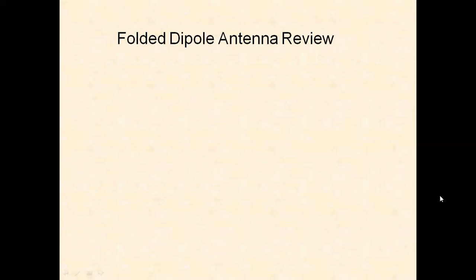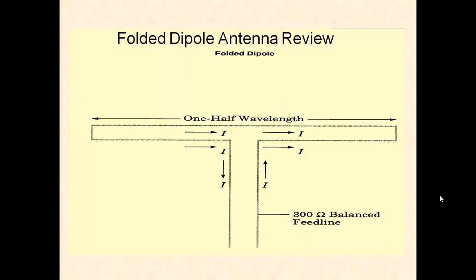So folded dipole is a single antenna, but consists of two elements as shown in the figure. So it consists of two elements. This is one element. This is another element. The first is fed directly. This is the feed point. The first element is fed directly.